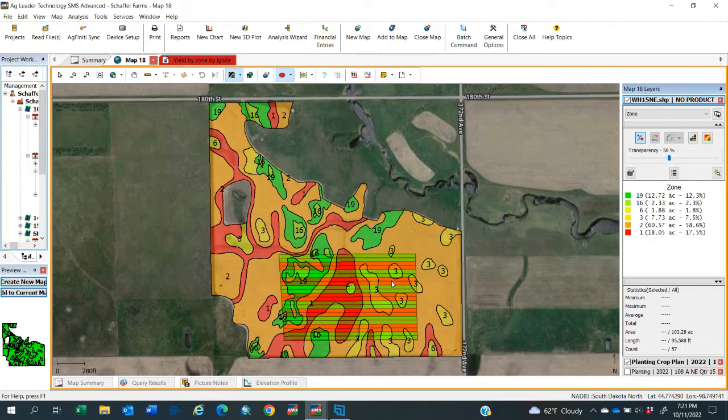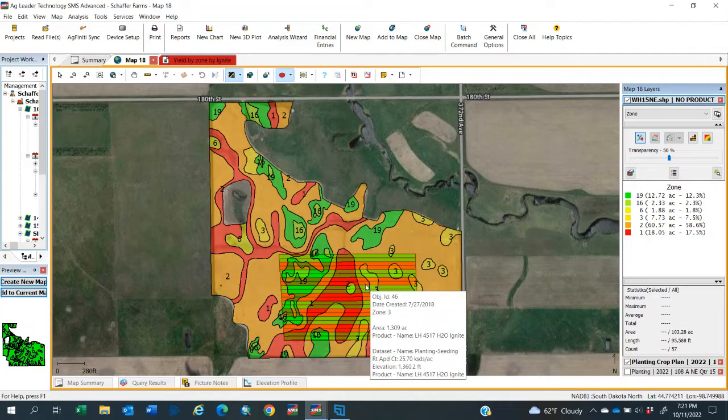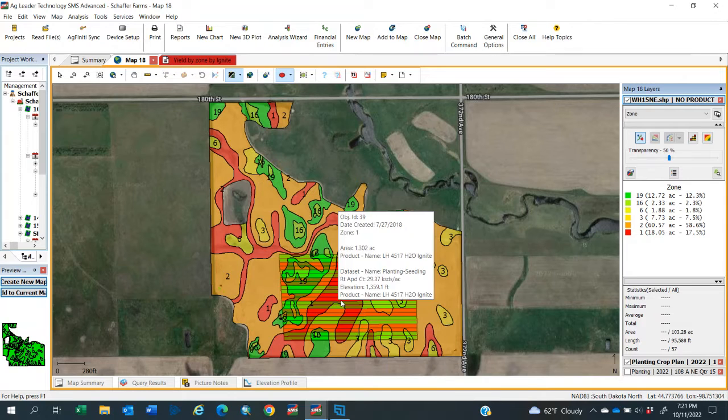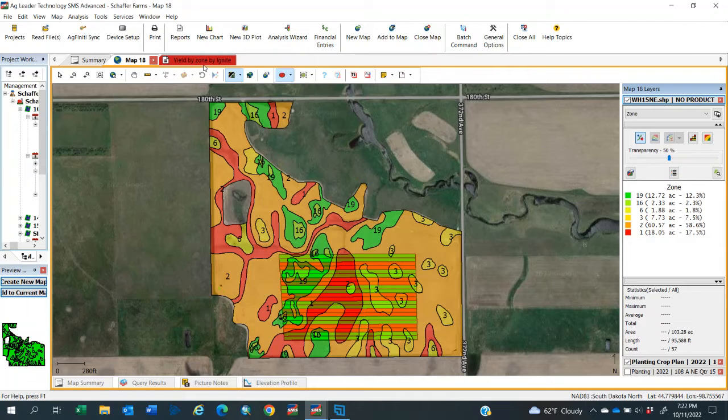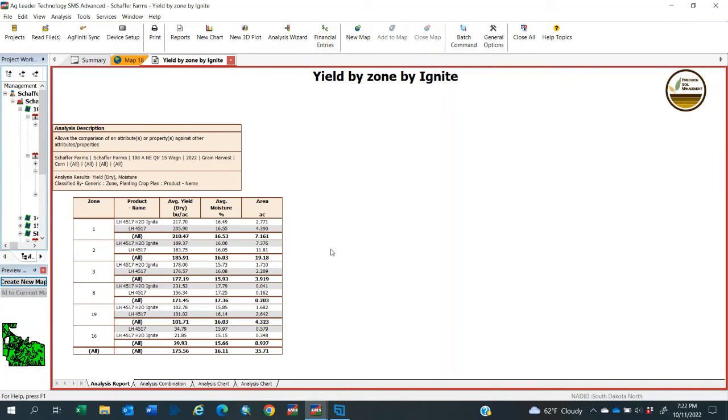And again, we're going to use a point overlay method in the analysis wizard so that any points collected are compared to the soil type or the zone number and the variety. So when we do that, we come up with this. These are our soil types. So we have a soil type 1, very high productive.